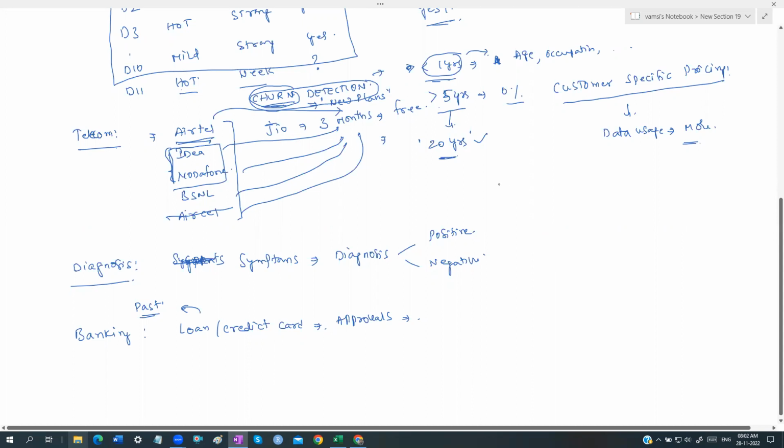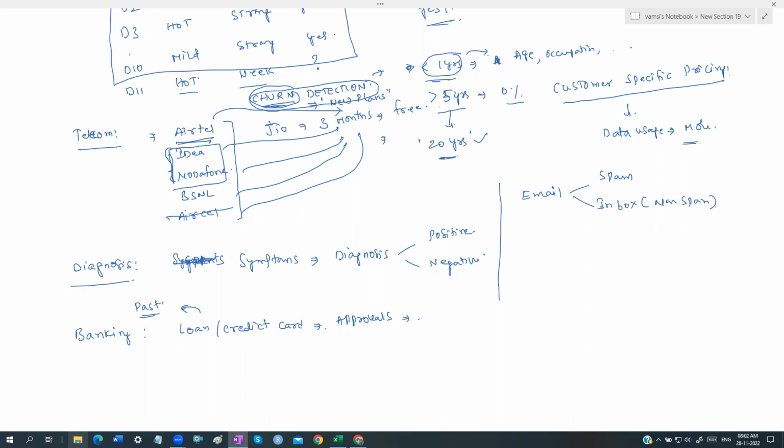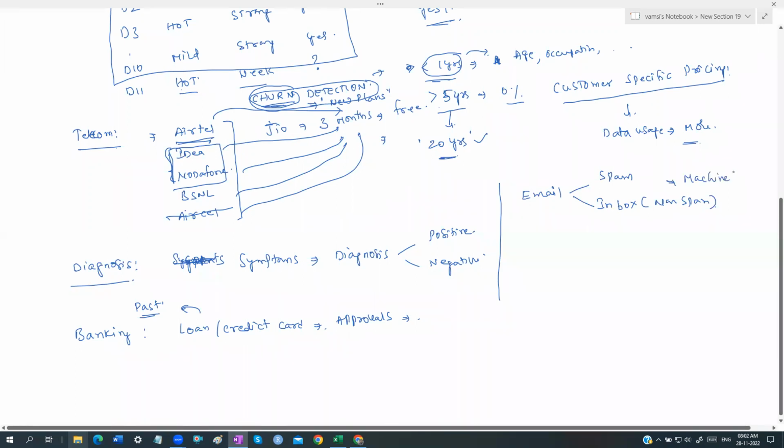We can talk about so many cases, guys, like whenever we get an email: whether it has to go to spam or to the inbox. The inbox is nothing but the non-spam messages. Spam messages will go to the spam folder. They go to the corresponding folders or locations. So who decides that? Actually, the machines decide, because the machines already learned about that.